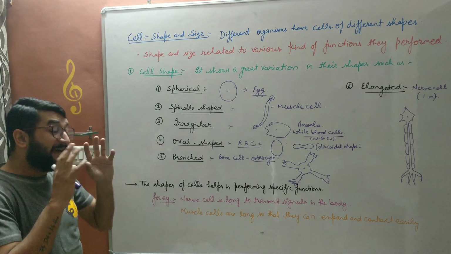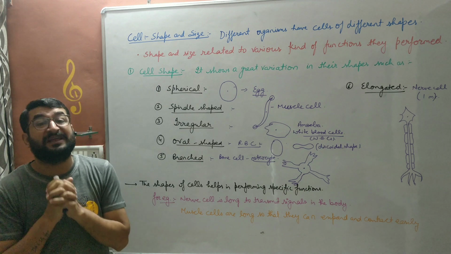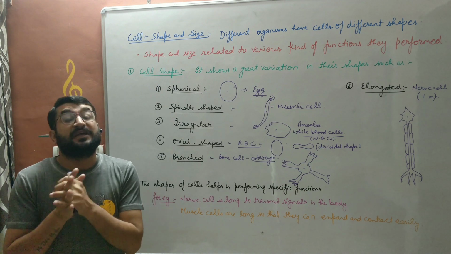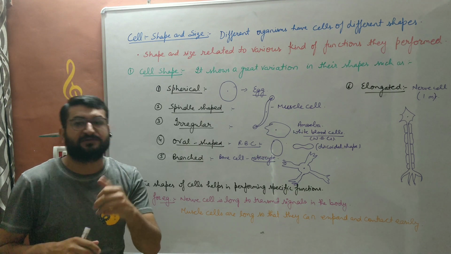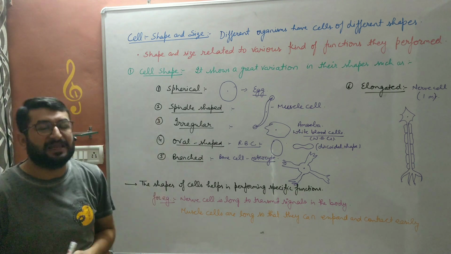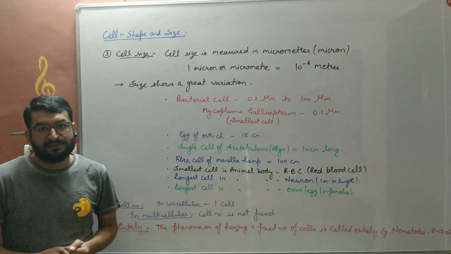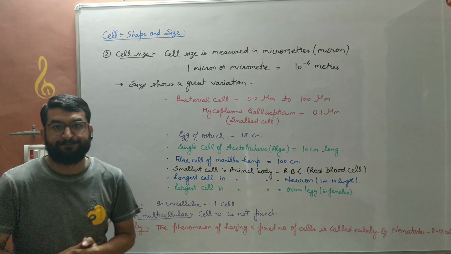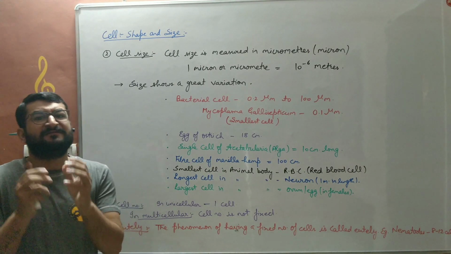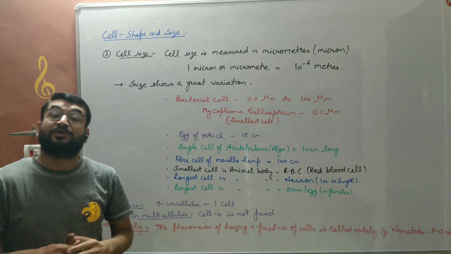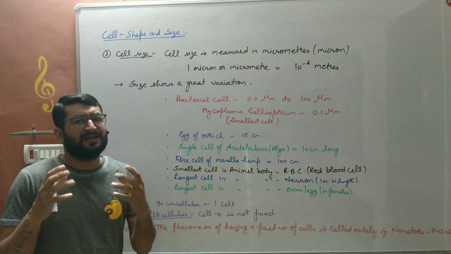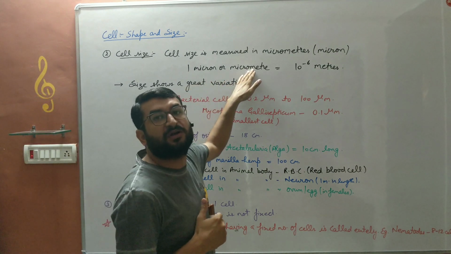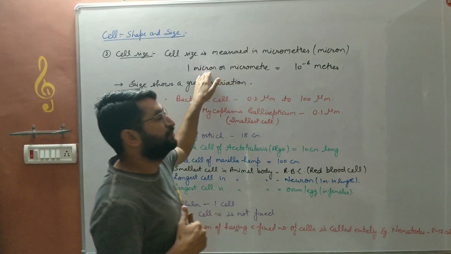So the various shapes of various cells are to maintain their specific functions. So that is cell shape. Now we'll discuss cell size. A cell is a very small structure, so its size is very, very small. We measure the cell in micrometers, or it is referred to as microns.